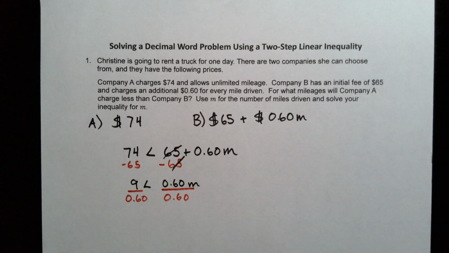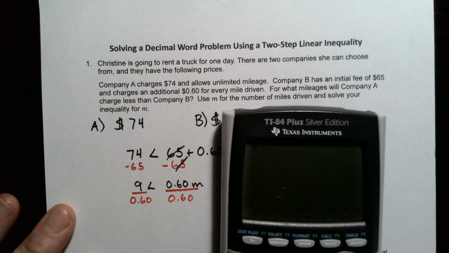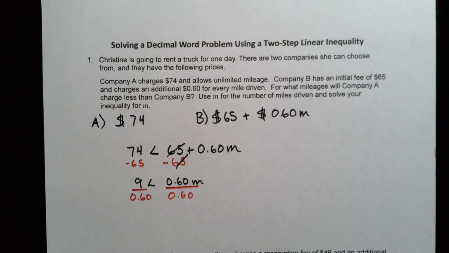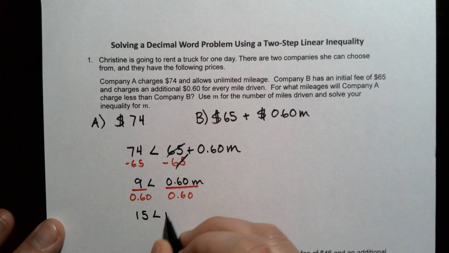Okay, and if you do that division, I can do it real quick in the calculator to show you. So we have 9 divided by 0.60. Okay, and we get 15. So we have 15 over here is less than M.